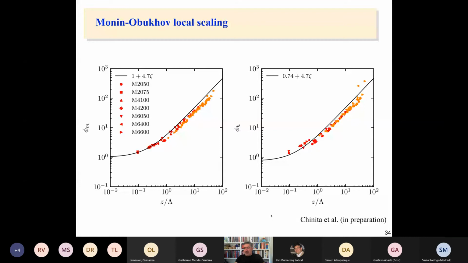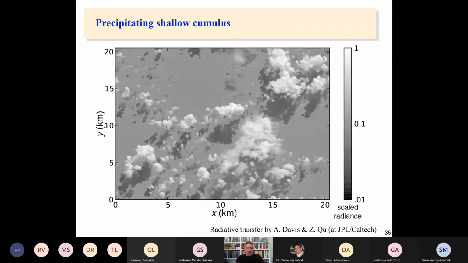And now we're going to go into cloudy cases. This is when we do LES of shallow precipitating clouds. This is a picture from the LES. We gave the LES output to Anthony and Zeng at JPL, and they ran their radiative transfer code on the LES data. And then what they got is this.